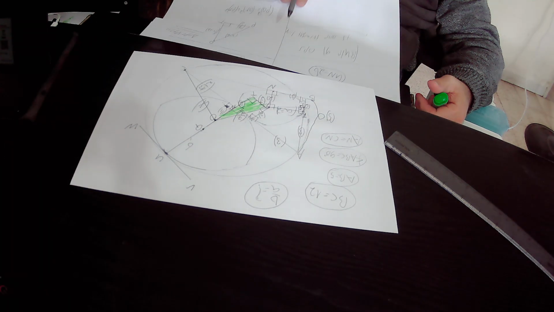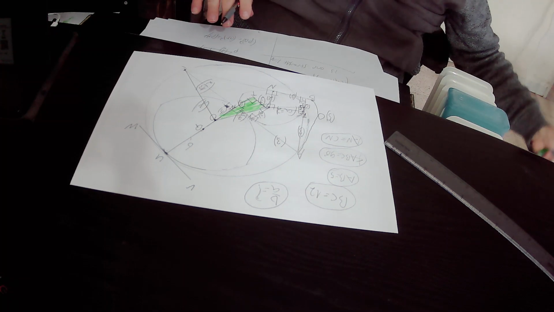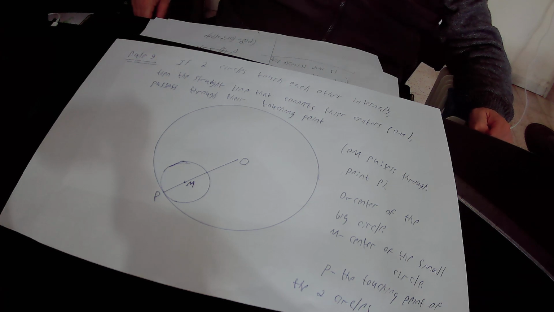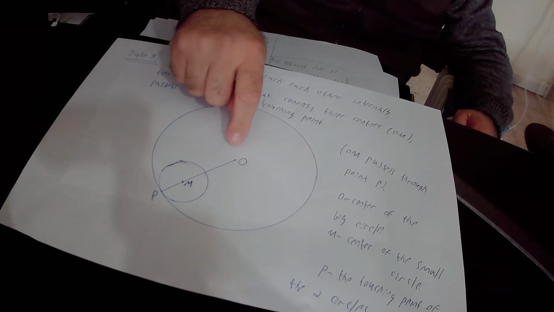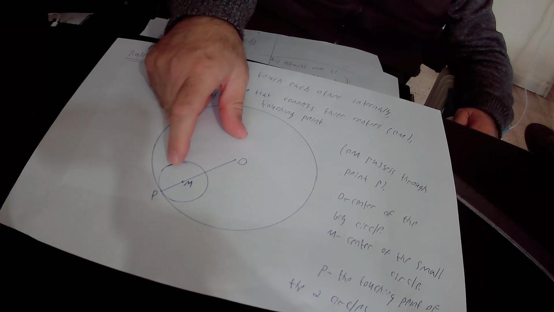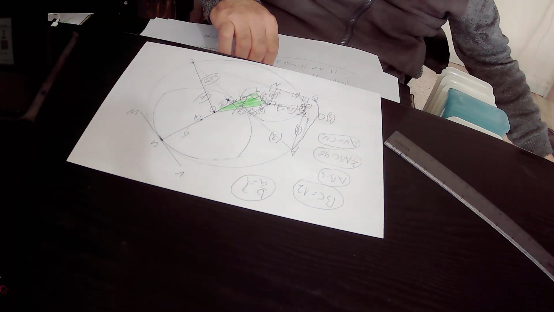Okay, then I presented to you rule number 9 and we implement rule number 9 in our drawing. According to rule number 9, if 2 circles touch each other internally, then the straight line that connects their centers together must pass through their touching point. The center of the big circle is here, point O. The center of this small circle is point M. The straight line that connects their centers together is the straight line OM, and the straight line OM must pass through point P according to rule number 9. That is to say, OMP is one straight line.